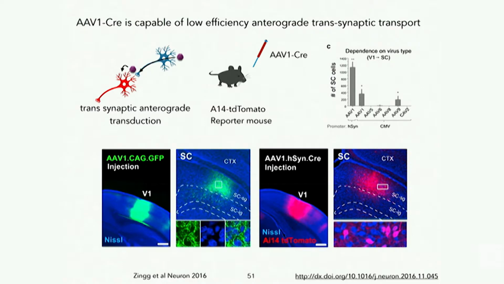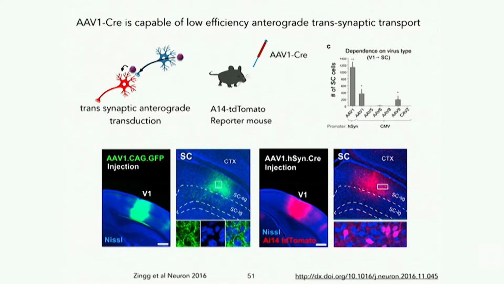So finally, interestingly, the AAVs may be capable of low efficiency anterograde transsynaptic transport. Transsynaptic transport means that when you deliver an AAV, it's able to get into a cell and then infect the downstream cell. There have been some reports that cells are being labeled away from the injection site where the axon terminals are.